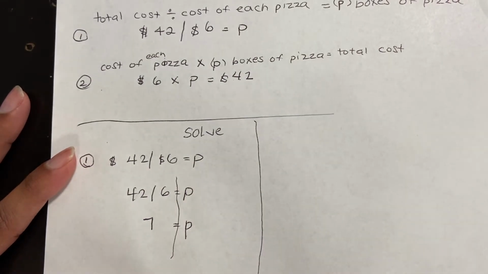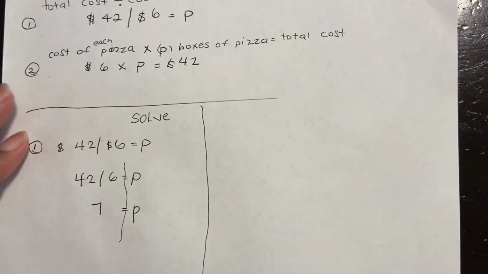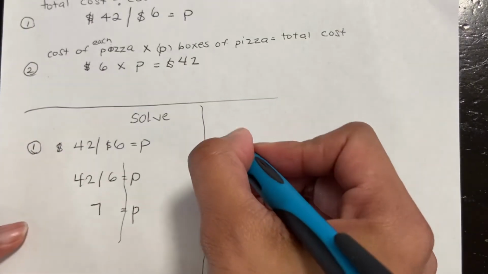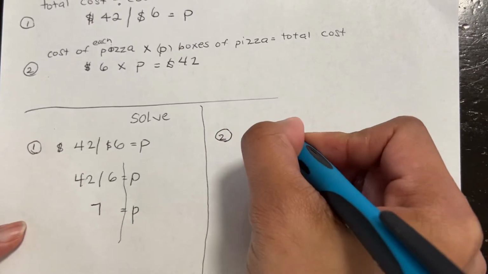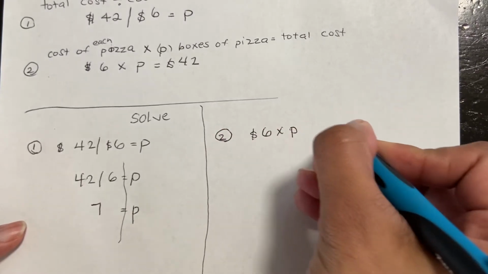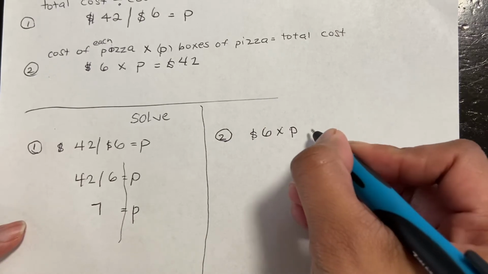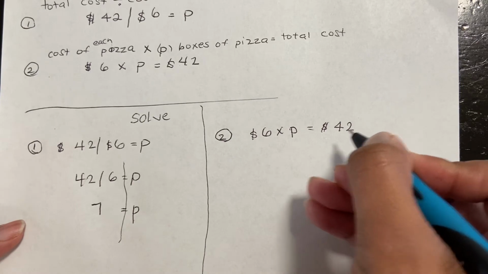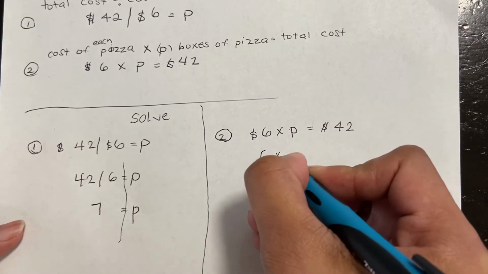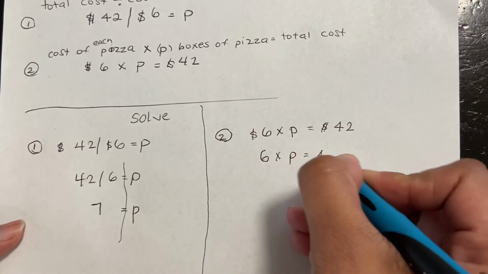All right, let's try solving our second equation that we came up with. Let's see what we come up with for our answer. So that was taking $6, multiplying it by the amount of boxes that we can possibly buy, and that should have given us $42 total. Okay, I'm going to just write that without the dollar sign.